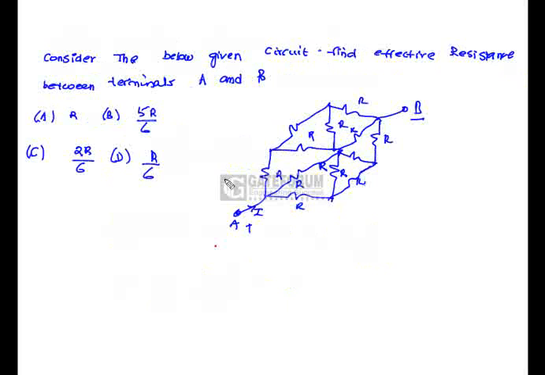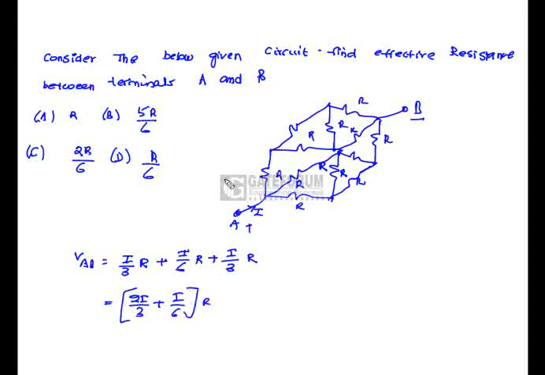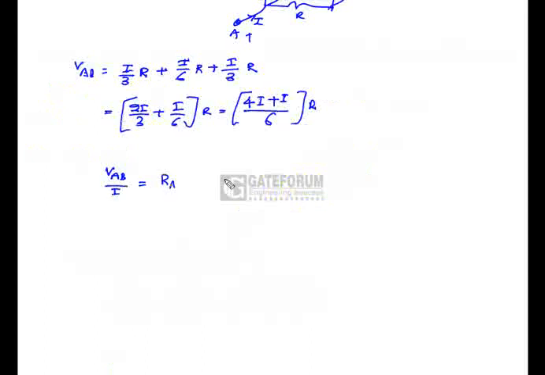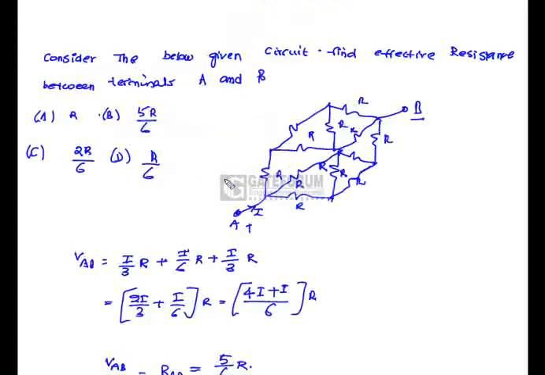Below given circuit, find the effective resistance between the terminals A and B. So V, that is VAB, is equal to I by 3 R plus I by 6 into R, I by 3 into R. So 2I by 3, I by 6 into R, which is 6 4I and I into R. So VAB by I is nothing but RAB, which is equal to 5 by 6 R. That is option B is correct.